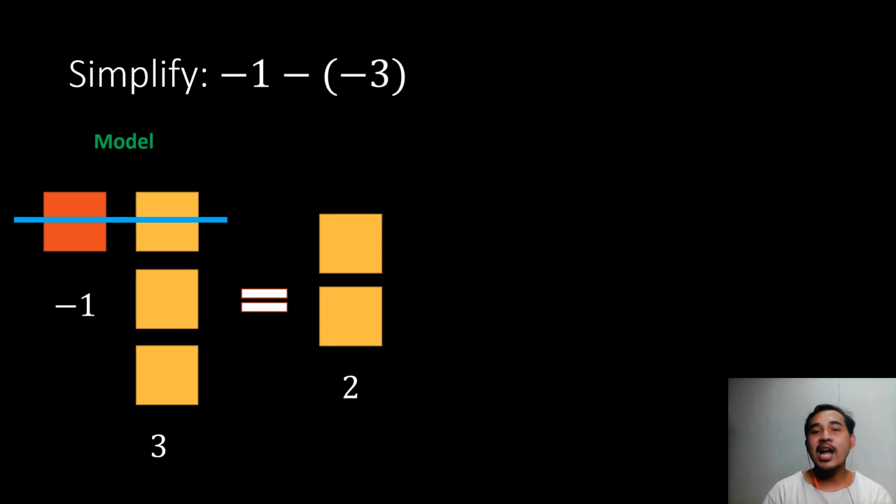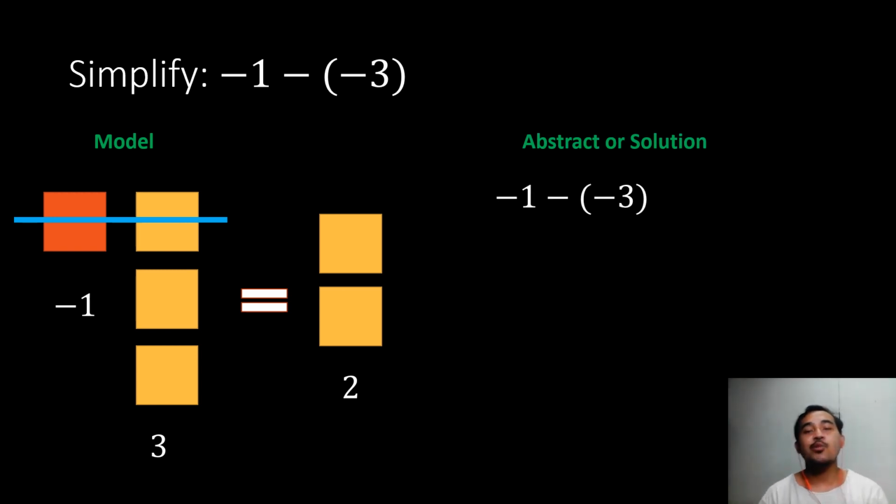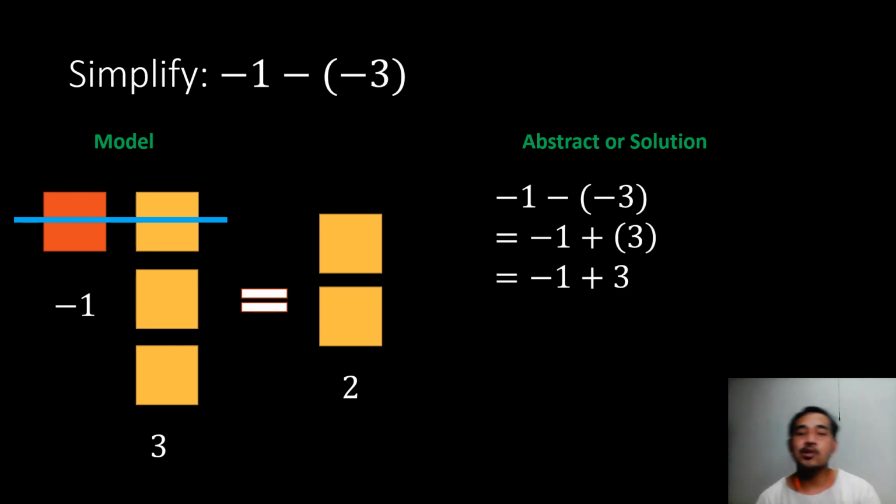Now in abstract or solution, we have this one. So negative 1 minus negative 3, changing the sign of the subtrahend, it will lead you to a positive. Negative 1 plus 3, the answer is 2.